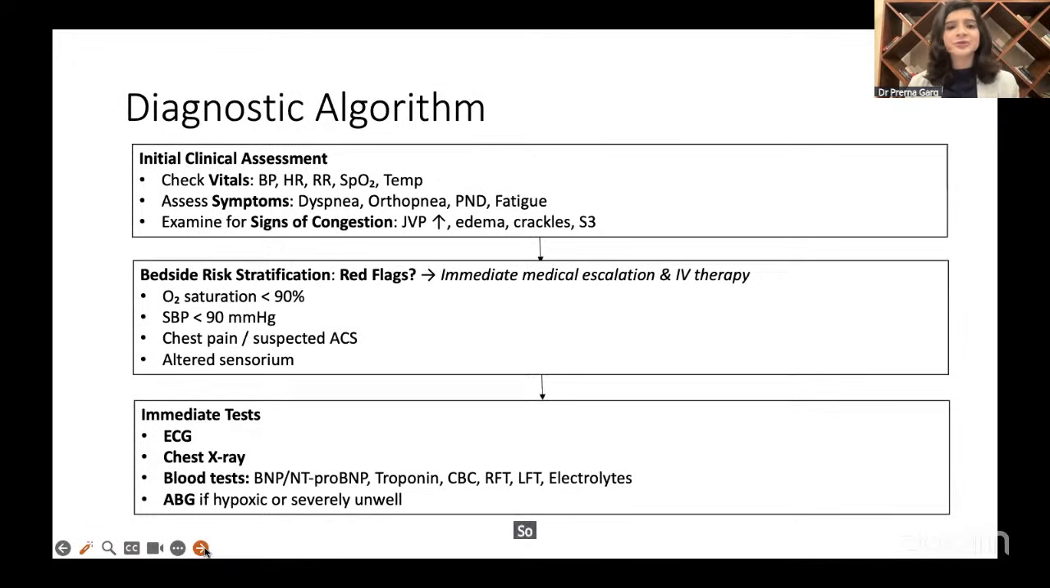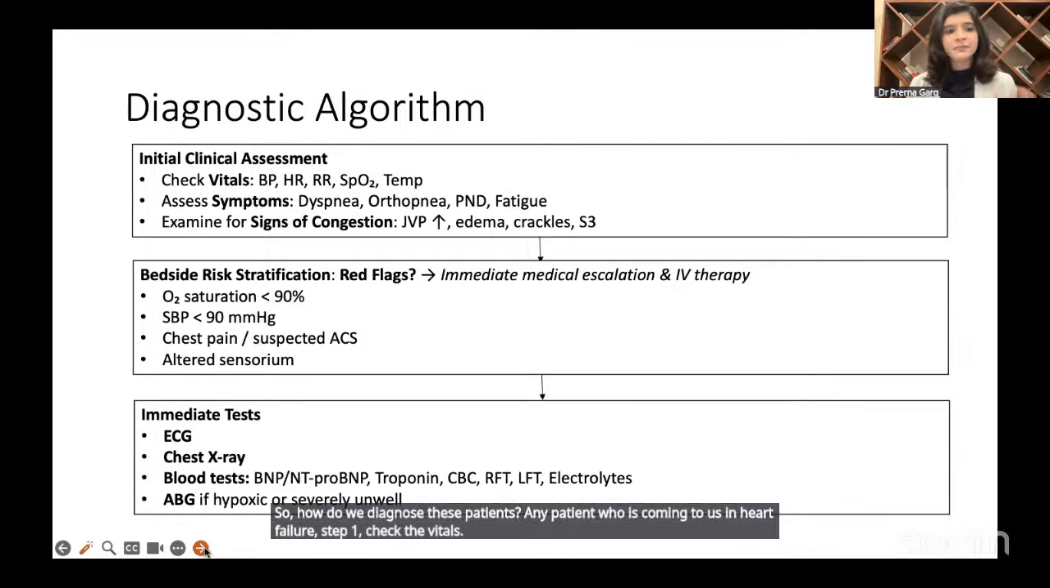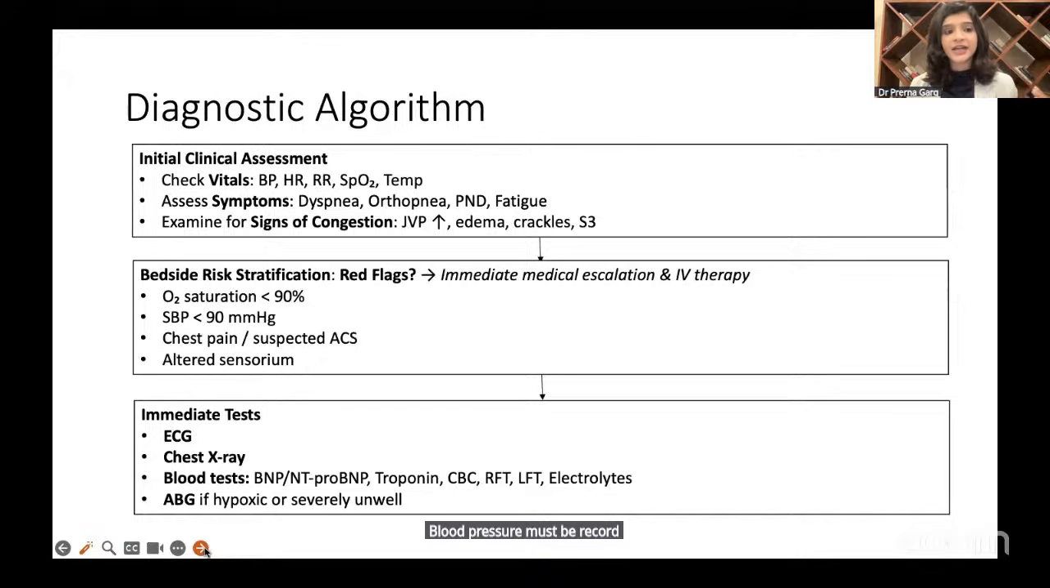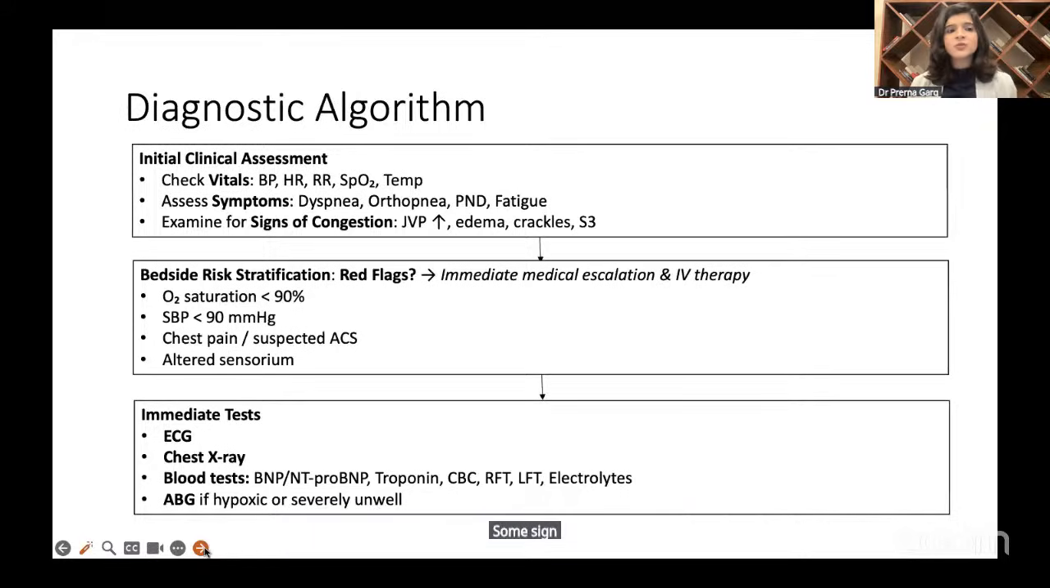So how do we diagnose these patients? Any patient who is coming to us in heart failure, step 1, check the vitals. Blood pressure must be recorded. It may be high or low. These patients will usually have tachycardia, an increase in the heart rate. They will have tachypnea, an increase in the respiratory rate, and may have low saturation, an SpO2 that is low. We must record temperatures because infections are a common precipitant of heart failure. Now we will assess for the symptoms and signs that we just discussed.